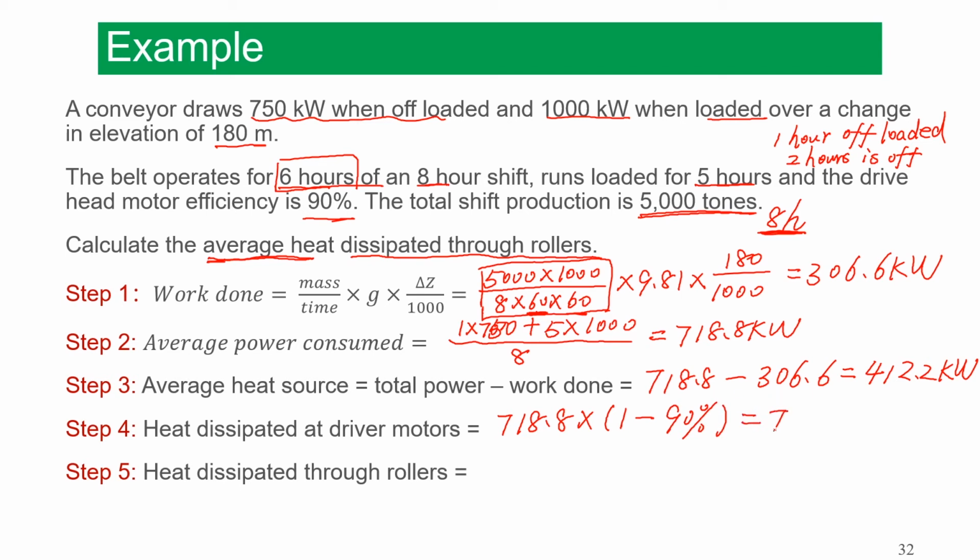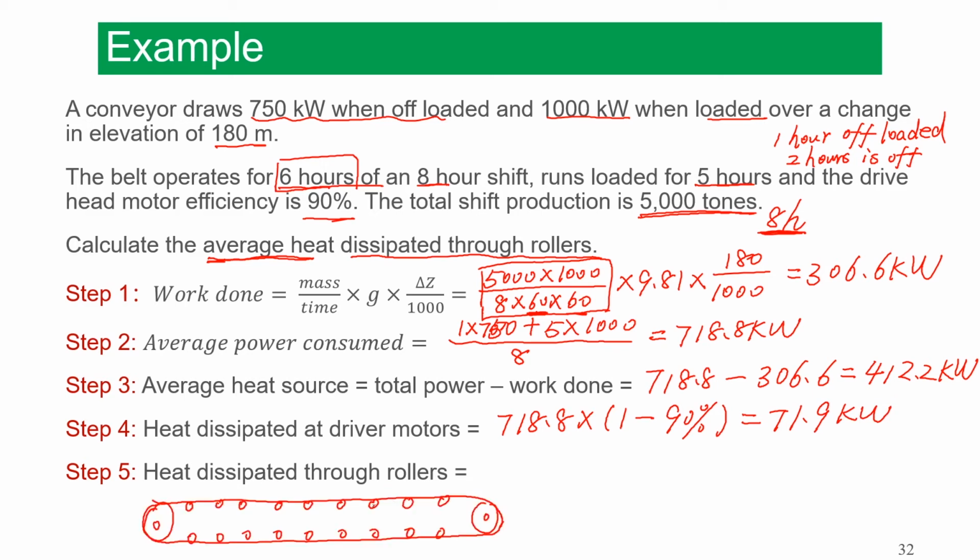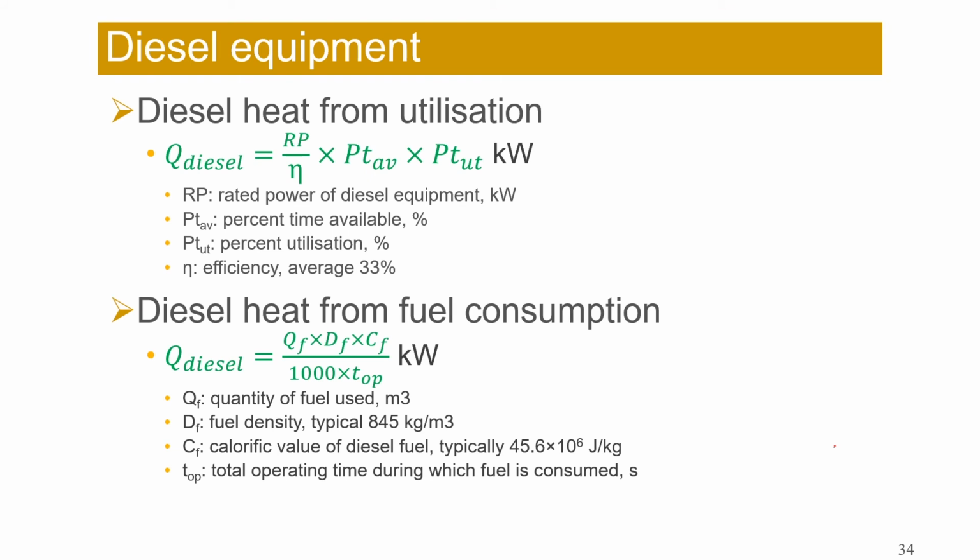Heat dissipated at the driver motor equals the power consumed, 718.8, by 1 minus efficiency, equals 71.9 kilowatt. Therefore, the rest of it is dissipated through the rollers due to the friction between the conveyor belt and these little rollers. So that equals 412.2 minus 71.9, equals 340.3 kilowatts.